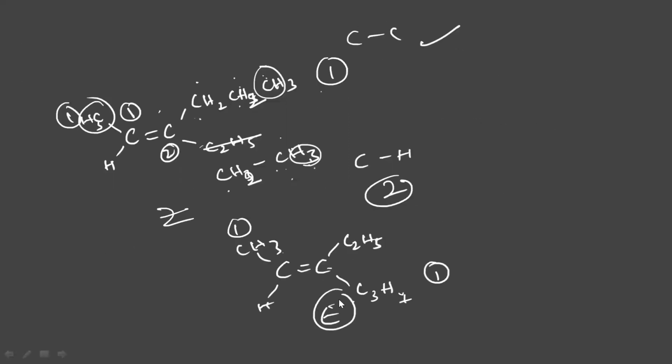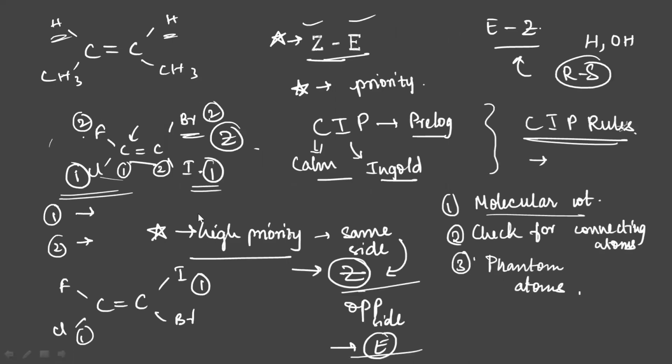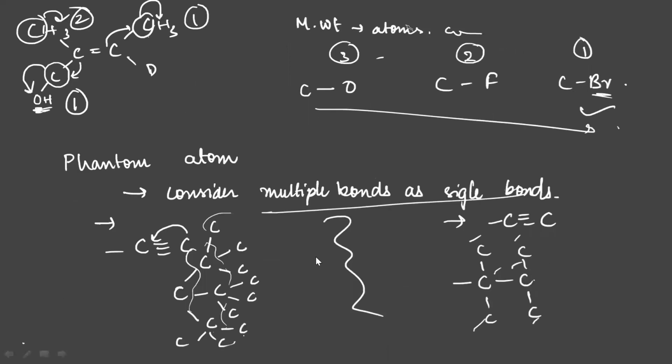And just recapping EZ nomenclature: it comes into place when all the four groups attached are different, and then you give the EZ nomenclature based on priority, and priority is decided by CIP rules, right? And what are CIP rules? First, you check for atomic number, check for directly connecting atoms, and then treat multiple bonds as single bonds. Those are called phantom atoms. So you can write them in two ways. You can represent like this for a simpler way, and if you want to go for the bookish way, it is here. And then we have seen some examples.